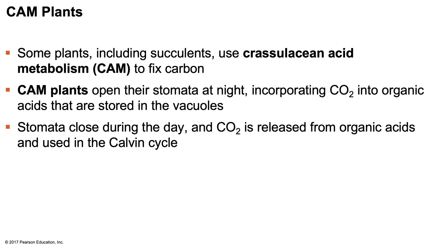CAM is crassulacean acid metabolism, CAM, and they use this to fix their carbon. So what CAM plants do is they open up their stomata only at night, and this allows the carbon dioxide to come in, and the CAM plants fixate the carbon dioxide into organic acids that they store in their vacuoles, and then during the day the stomata close down. Carbon dioxide is released from those organic acids and it's utilized in the Calvin cycle.